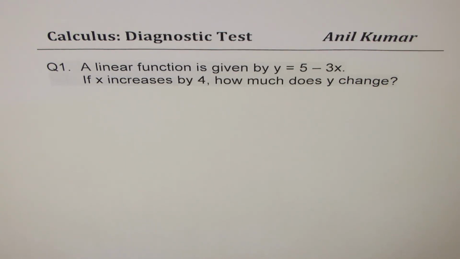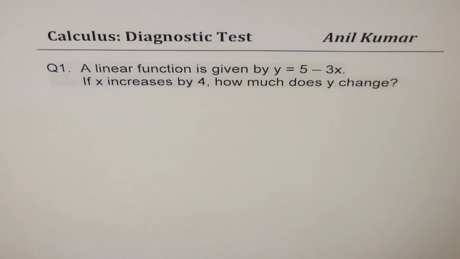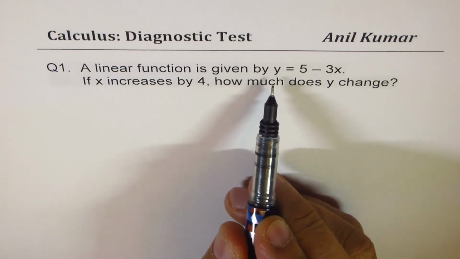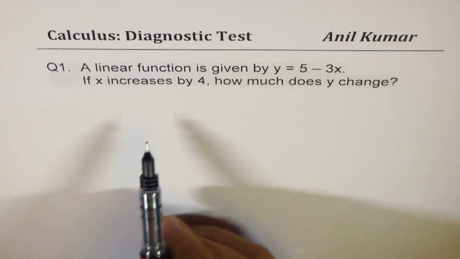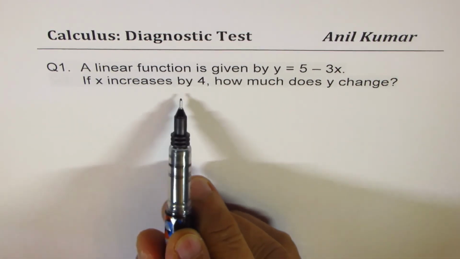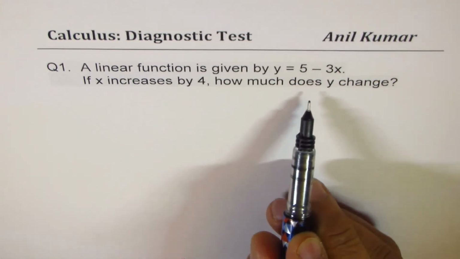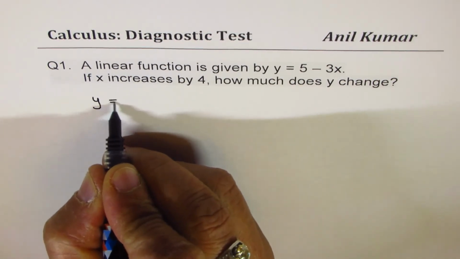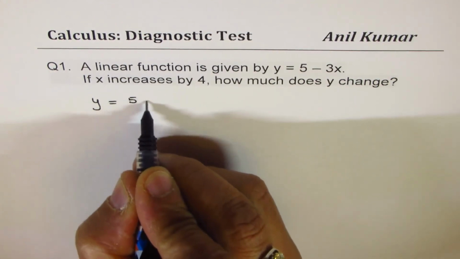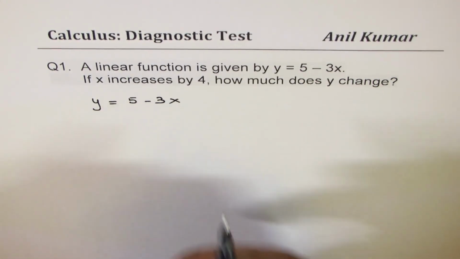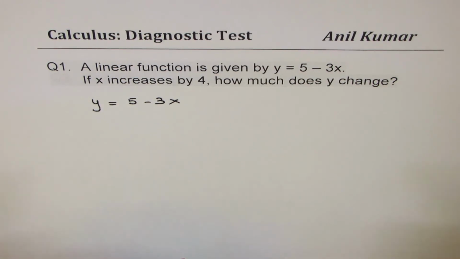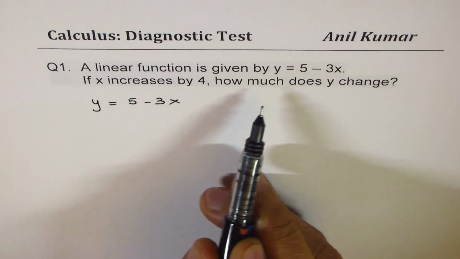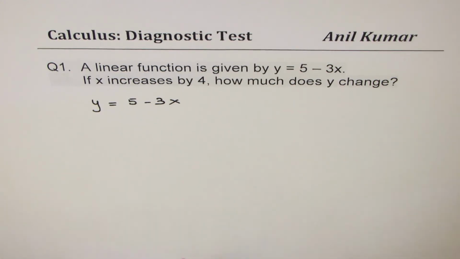So here's the very first one. Question number 1 is, a linear function is given by y equals 5 minus 3x. If x increases by 4, how much does y change? Well, this is the simplest question in the series. We have y equals 5 minus 3x, which is a linear equation. Now it says, if x increases by 4, how much does y change, right?